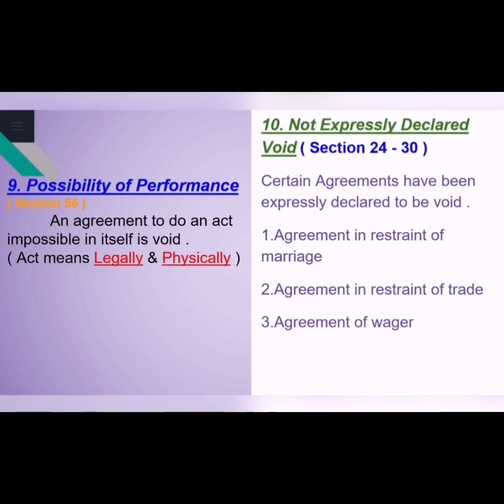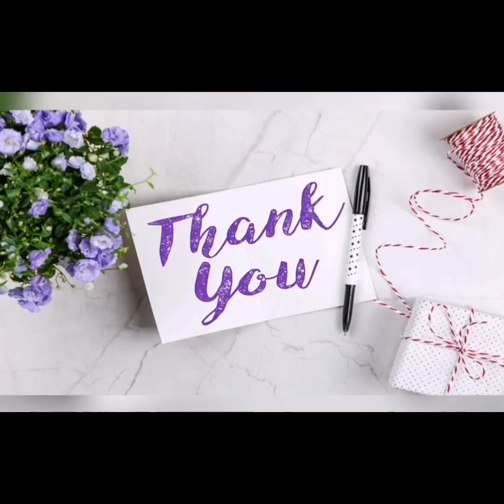Next, 10th essential, not expressly declared void. So there are certain agreements which are clearly mentioned by the law as expressly void, and void ab initio means right from the beginning. Agreement in restraint of marriage, agreement in restraint of trade, and agreement of wager are few examples. So this is all about the very first question from the very first chapter of business law.